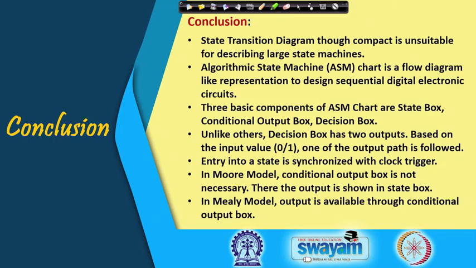The 3 basic components of ASM chart are the state box, conditional output box, and decision box. Unlike the others, the decision box has 2 outputs. The other 2 boxes have only 1 input and 1 output, while the decision box has 1 input and 2 outputs. Based on the input value, whether 0 or 1, one of the output paths is followed. Entry into a state is synchronized with the clock, and in the Moore model the conditional output box is not necessary. There the output is shown within the state box, and in the Mealy model the output is available through the conditional output box. Thank you.